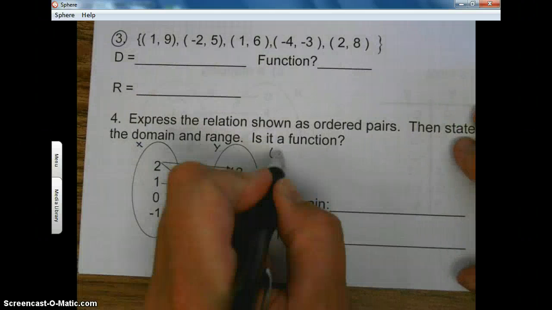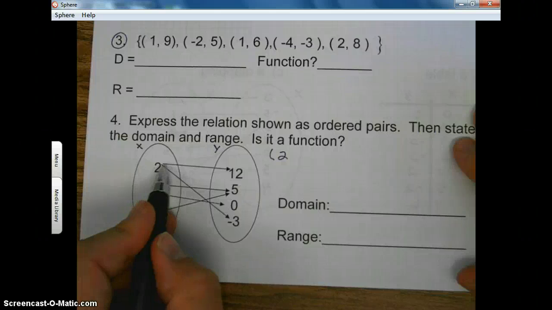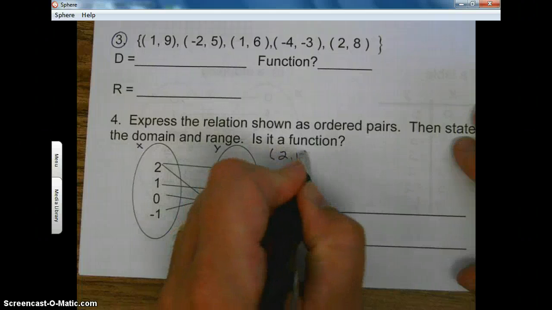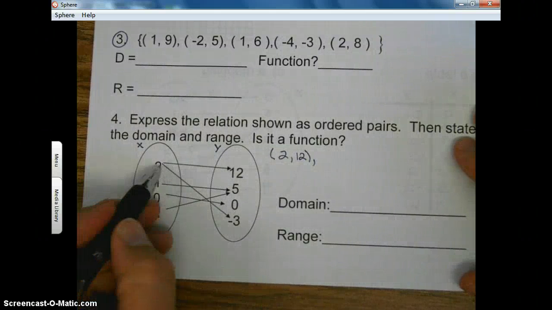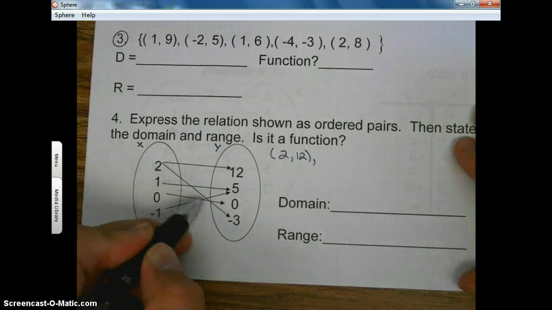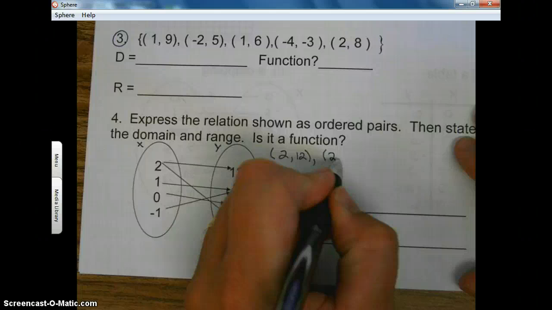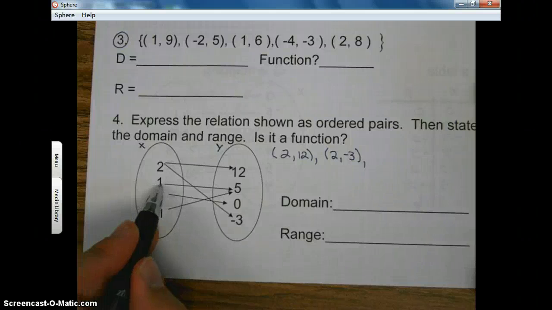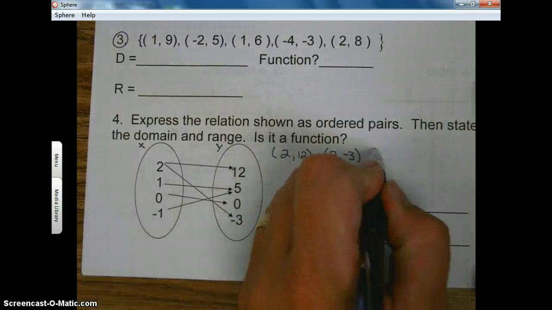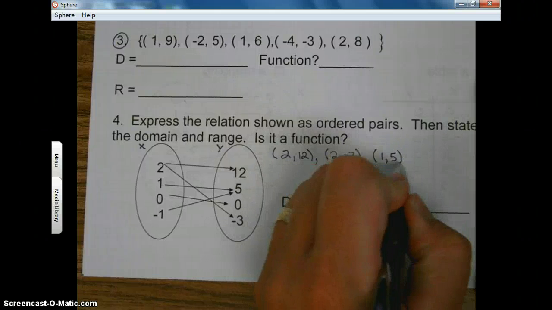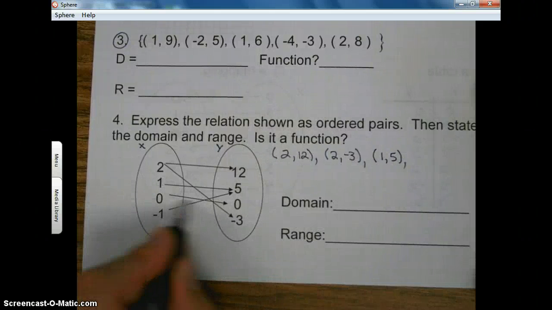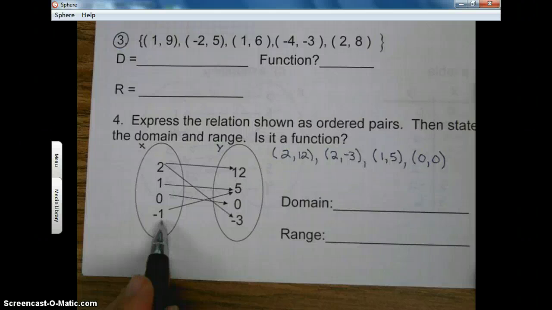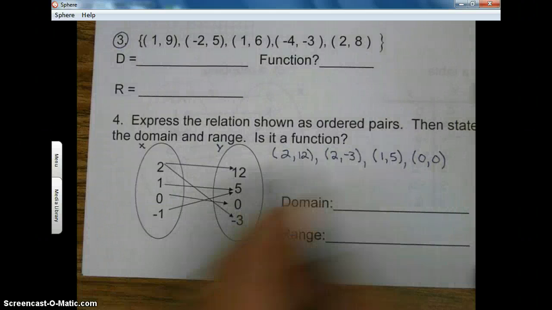So 2, follow the line. Let's start with this one up on top. 2 goes with 12. Okay? 2, let's follow the other line, goes with -3. Okay, we're done with 2. 1, follow the line, 1 goes with 5. Okay, done with that one. 0 goes with 0. Remember what that's called? Correct, the origin. -1 goes with 5.